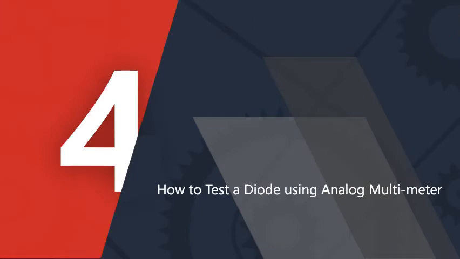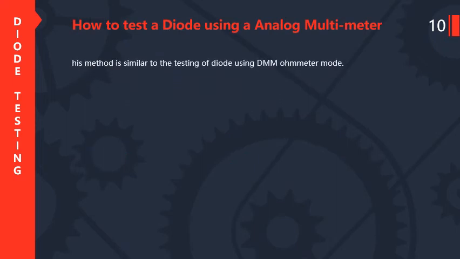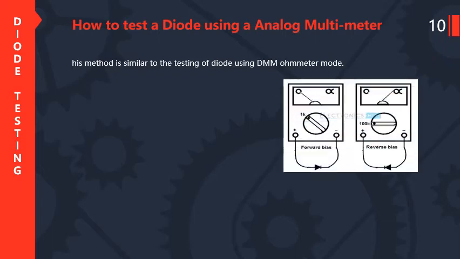Next topic is how to test a diode using an analog multimeter. This method is similar to testing the diode using the digital multimeter in ohmmeter mode. This is the diagram for the analog multimeter. Case number 1 is for forward bias and case number 2 represents the reverse bias condition of the diode.